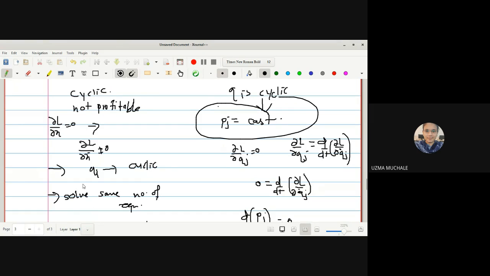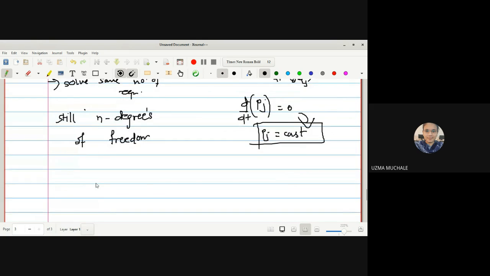But here qj is cyclic, and still we have to deal with the n degrees of freedom in the Lagrangian. So you can say that if qj is cyclic in the Hamiltonian, the corresponding pj is constant and the degrees of freedom is reduced by 1. Now we have to deal with n minus 1 degrees of freedom. Hence, Hamilton's procedure is especially adopted for problems involving cyclic coordinates.